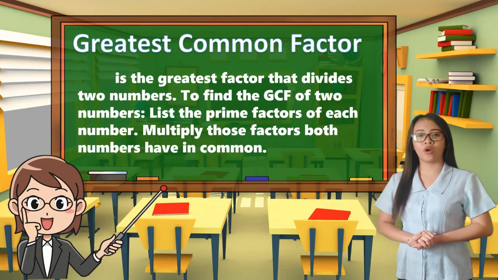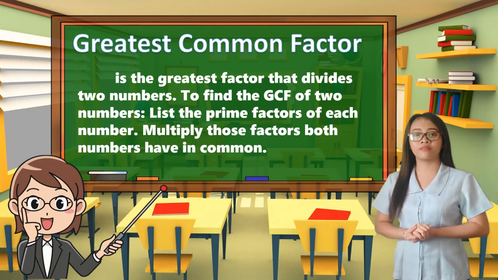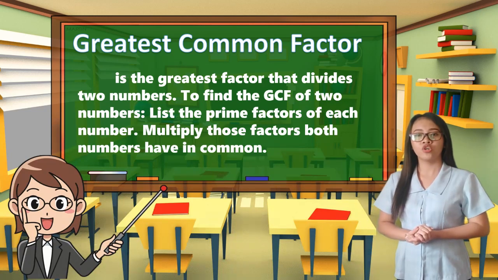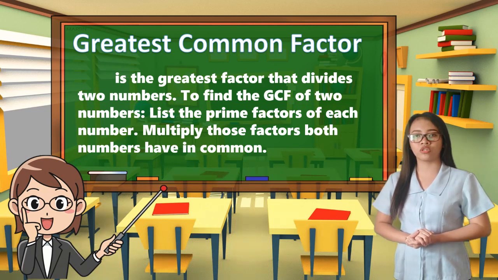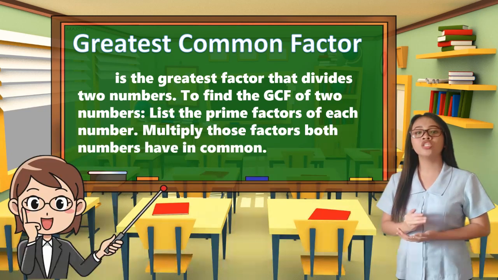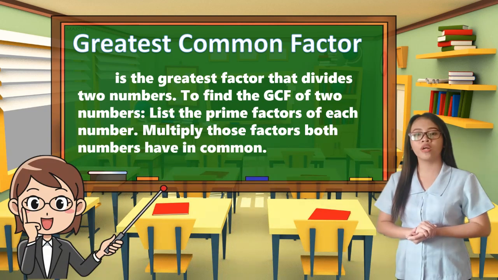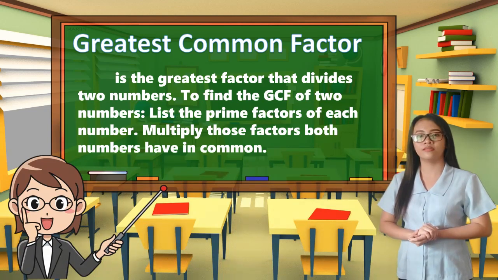Greatest common factor is the greatest factor that divides two numbers. To find the GCF of two numbers, list the prime factors of each number and multiply those factors both numbers have in common. So in short, we look for the factors that both numbers have in common.